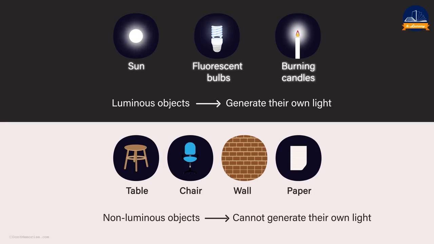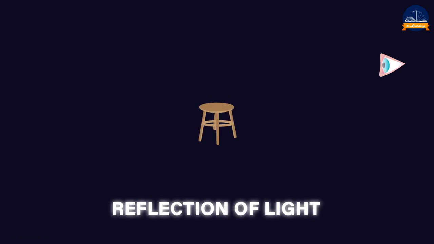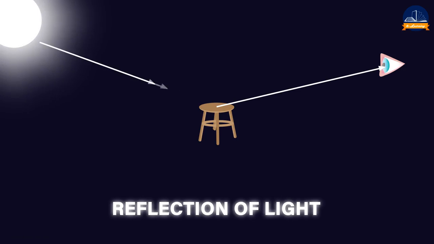But as I told you, we see objects around us because of light coming from them. And if objects like this cannot generate light, then how come we are able to see them? We are able to see them because of reflection of light. These objects reflect the light to our eyes. What light are they reflecting? Where is the light coming from? This light is coming from luminous objects.